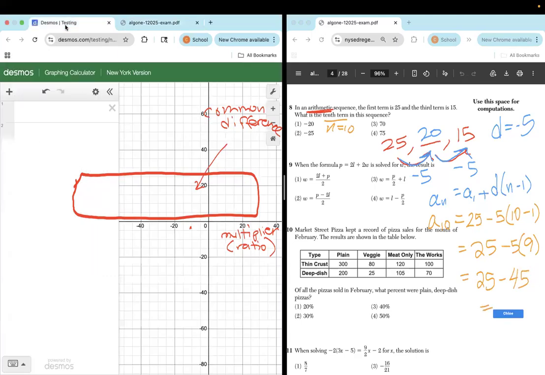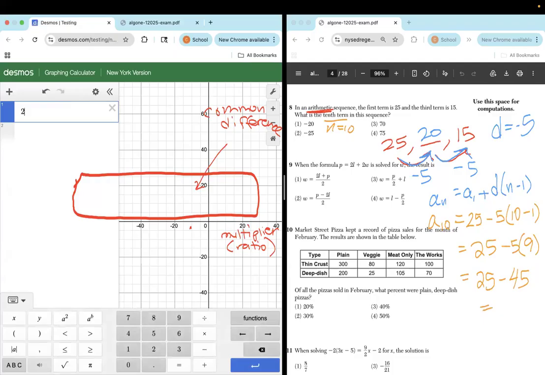And by the way, just check your arithmetic. Everyone makes mistakes, so I like to just be sure. But my answer is -20. I'm just double checking. 25 minus 5 times 9. All right, our answer is -20.